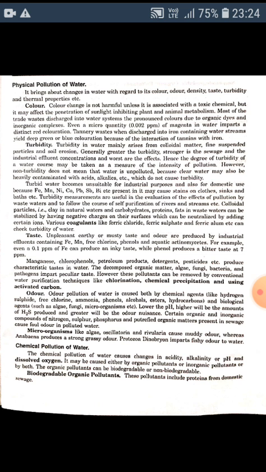Chemical pollution of water. The chemical pollution of water causes changes in acidity, alkalinity, or pH, and dissolved oxygen. It may be caused either by organic pollutants or inorganic pollutants or by both. The organic pollutants can be biodegradable or non biodegradable. Biodegradable organic pollutants include proteins from domestic sewage. Non biodegradable organic pollutants are those which persist in the aquatic system for a long time. For example, pesticides and insecticides.